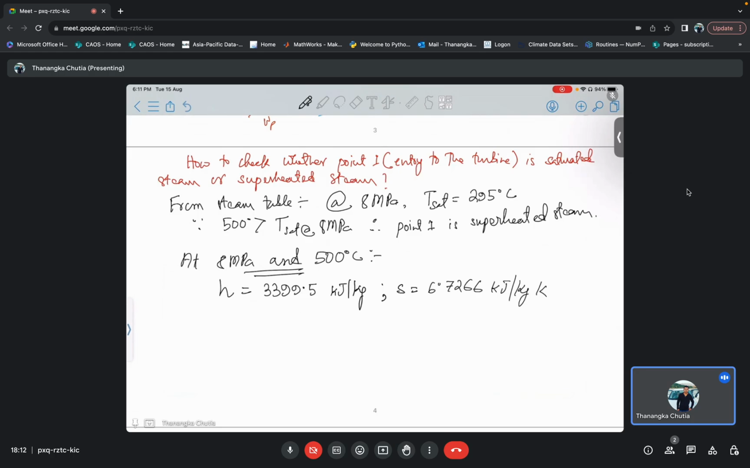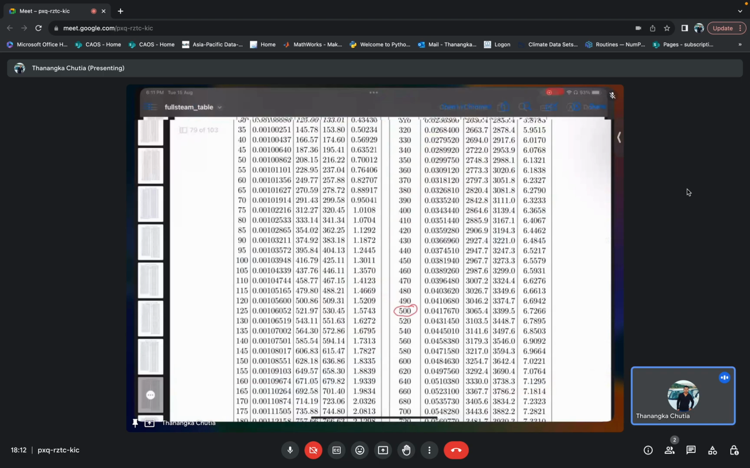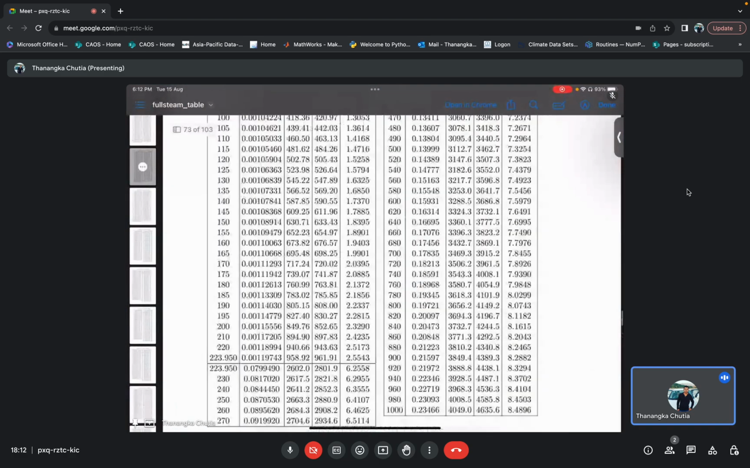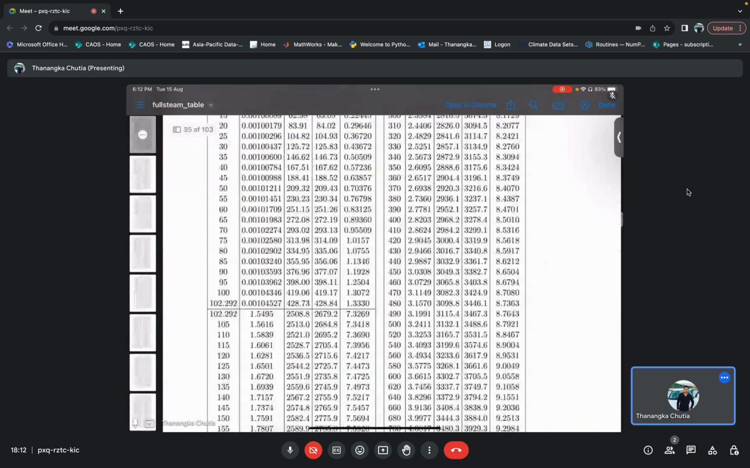Okay, in a similar way, the next pressure level is at 0.016 megapascal. We need to check for VF, SF, SG, and HG. Let us check it. At 0.016 megapascal, we have to look at the pressure based table, that is the first table which we have seen in today's class.